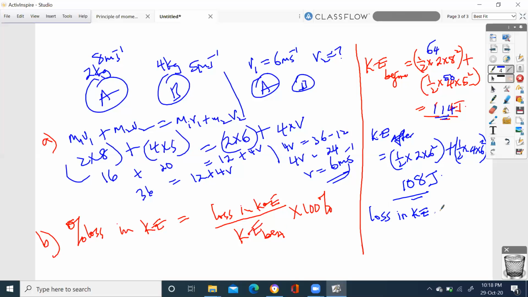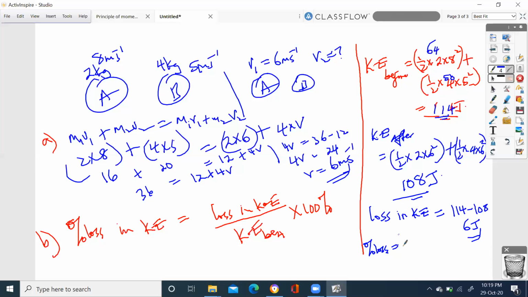So the loss in kinetic energy will be equal to the original minus the final, which gives us 4 joules. No, 14 joules, I think. 14 joules. So the percentage loss will be equal to 114 minus 108, which is 6 joules. All right.